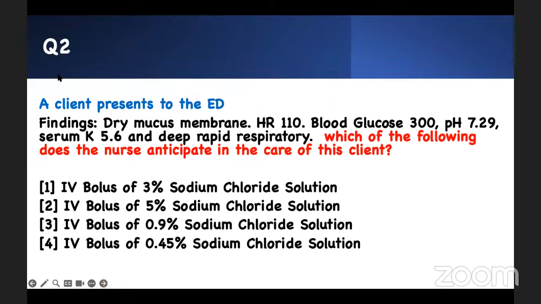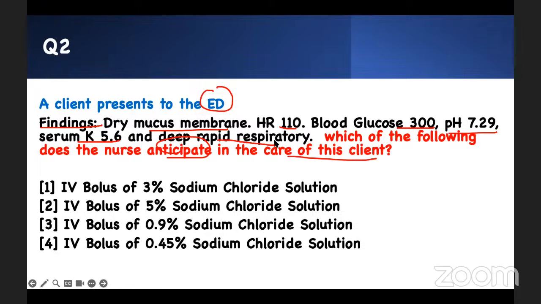Number 2. Which of the following does the nurse anticipate in the care of this client? What do you think? A client presents to the emergency room. These are the findings: dry mucous membranes, tachycardia, blood glucose of 300, pH of 7.24, serum potassium 5.6, and he has deep, rapid respirations.